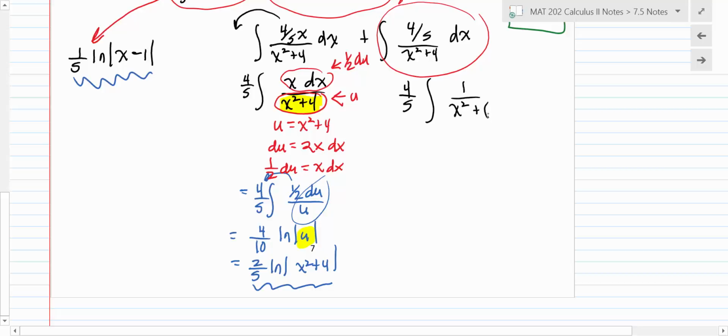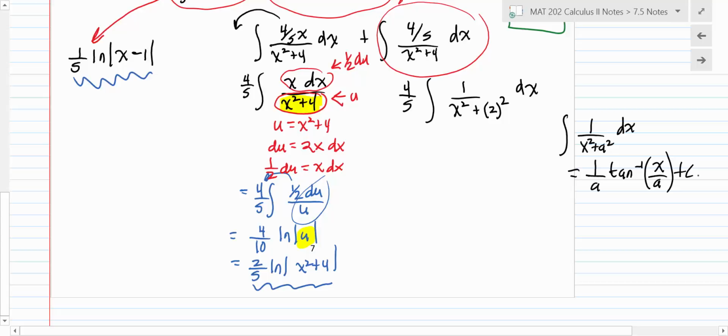And this is the one, since 4 is a perfect square, you write that like this, and then we had a formula for that. The formula that we've looked at several times is if you have 1 over x squared plus a squared dx, the formula, how did that go? 1 over a inverse tangent of x over a. That's a formula that we've used a lot in this class. That shows up pretty often.